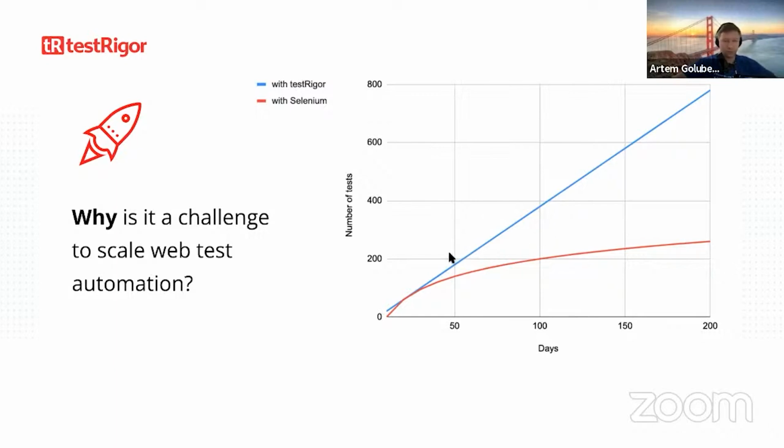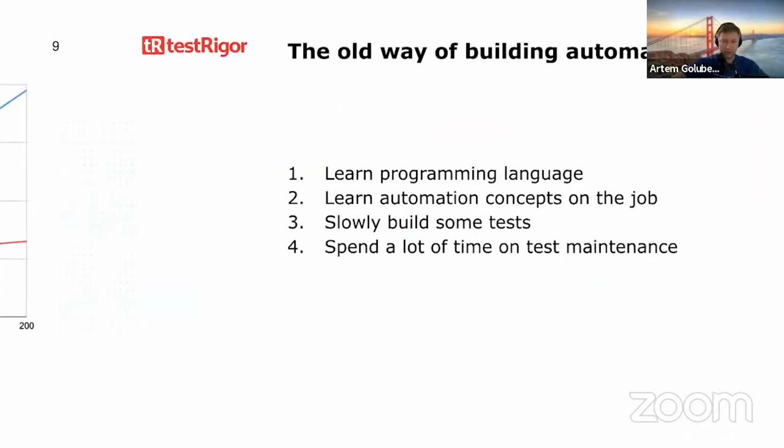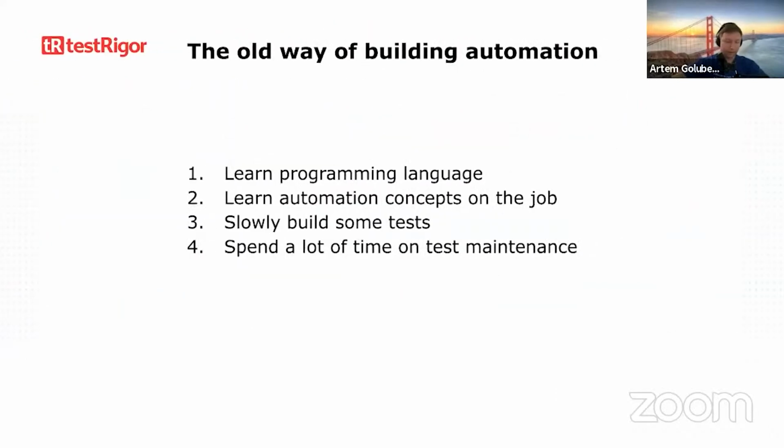And because testRigor does not rely on details of implementation, it doesn't incur that much maintenance. It's almost linear. Well, nothing is linear, but it's 200 times less time spent on maintenance for our customers. So you can continue to build tests and actually automate away 100%. Anyway, let me talk a little bit more about the concepts of automation and how easy it is to just try them out and practice that with testRigor.